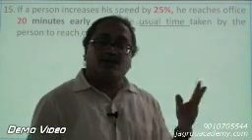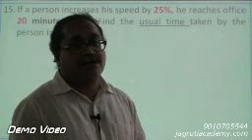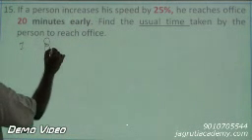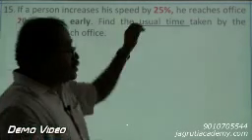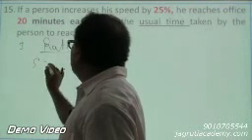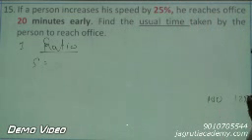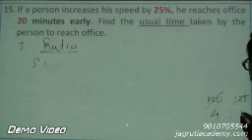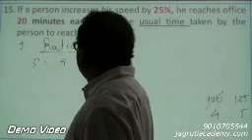But in the exam there are two approaches we can have. One is the ratio approach, the other one is the fraction approach. Let's see the ratio approach. Now the speed is increased by 25%. So what was the speed ratio? If the speed was 100, now the speed is 125. That means the speed ratio is 4:5.